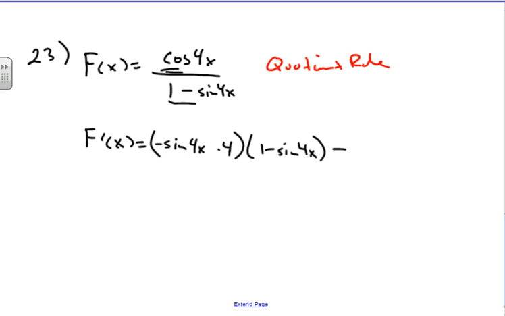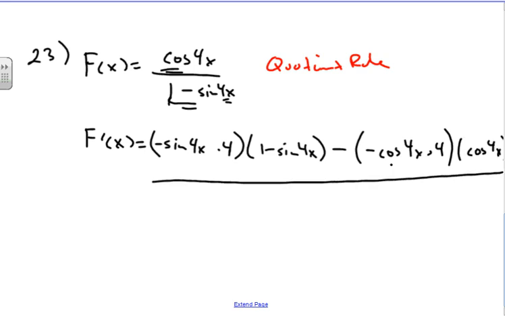Derivative of the denominator right here is going to give us negative cosine of 4x, because that's 0, 1, 0. This is going to be negative cosine of 4x times the derivative of the inside, which is 4. Times the top, all over the bottom squared. 1 minus sine 4x, the quantity squared.